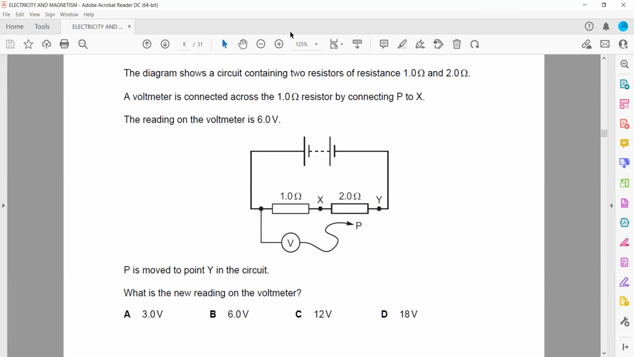Look how we can work it out, because they are connected in series. Whenever they are in series, the current will be the same. So when P is connected to X, here it is 6 volts. So how much is the current? We have the formula V equals IR. Voltage is equal to current multiplied by resistance.